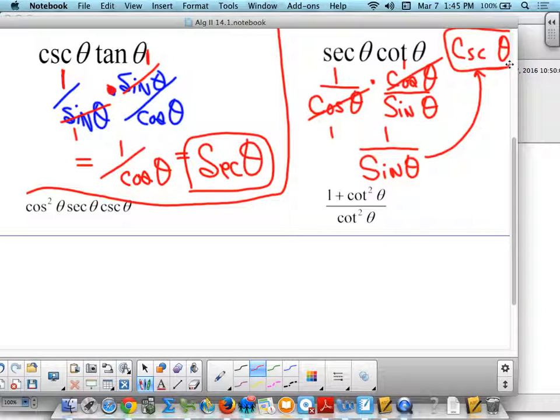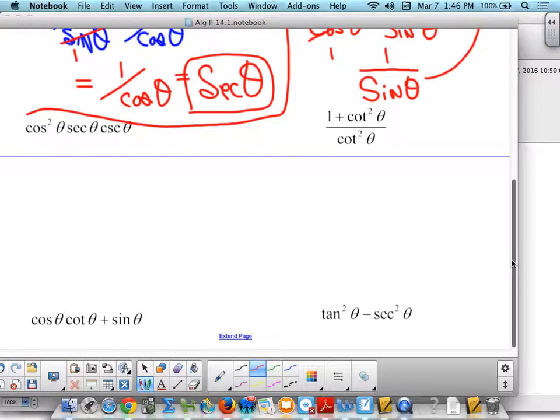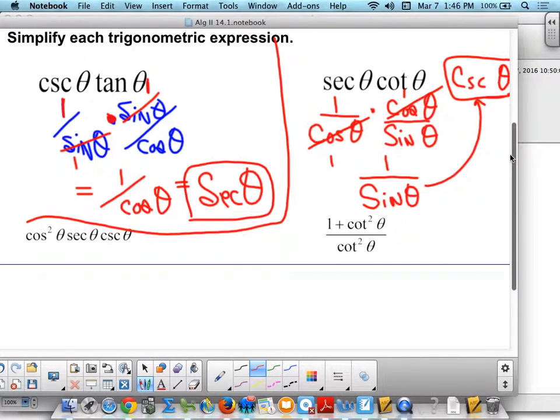Nick's trying to say you can just say sine theta and that's the answer. No, sine theta is not the answer. It's 1 over sine. 1 over sine is cosecant. Sine over 1 is just sine. You have to say 1 over sine or else it's wrong, and then you have to know that 1 over sine is cosecant.